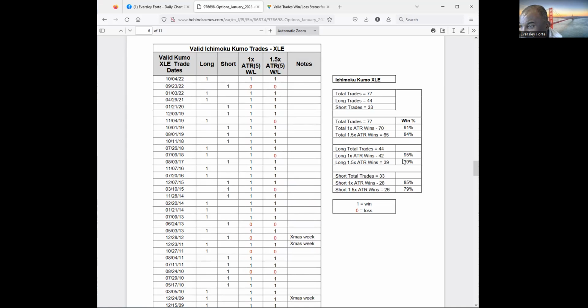When you break it down by long and short, then 95% winning trades on the long side with a 1 ATR target. If you want a bigger target, 95% drops to 89%. On the short side, at a 1 ATR target, 85% wins. If you want a bigger target, it drops to 79%.